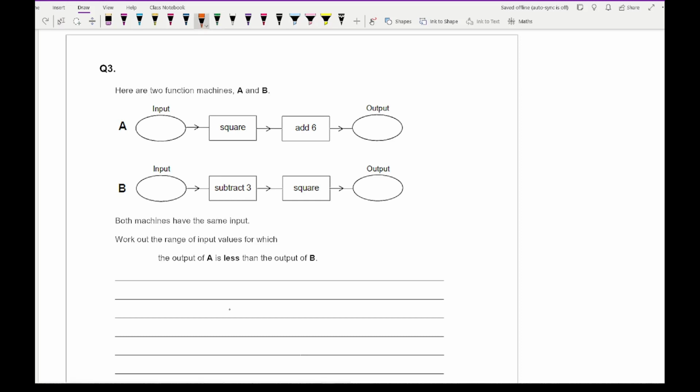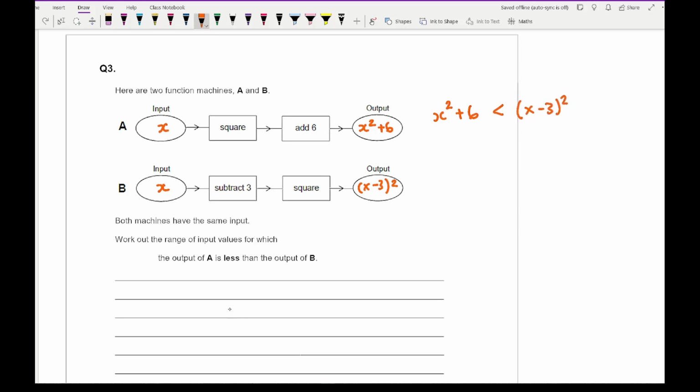So if the inputs are going to be the same, and we don't know what they are, let's just call them both x. Then if we work out the output of those, here I've got x, and that's going to be x squared, add 6, so the expression is going to be x squared plus 6. For this one, it's going to be (x minus 3) squared, and it says that the output of A is less than the output of B. So what I've got is x squared plus 6, which is the output of A, is less than the output of B, which is (x minus 3) squared.